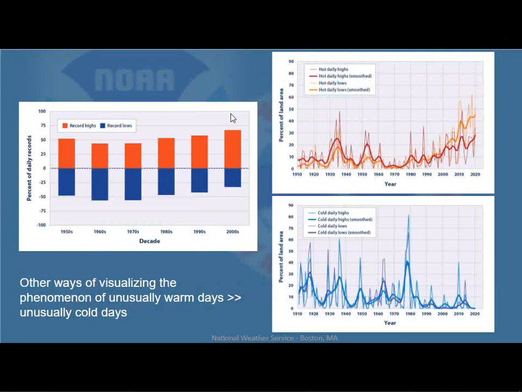These are other ways of visualizing the phenomenon of unusually warm days exceeding unusually cold days. You can see on the left-hand side that above the dotted line is the number of record high temperatures, and below the dotted line is the number of daily record low temperatures. So you still get record low temperatures in winter, and they will still be uncomfortable, but the number of record highs, especially in the warmer months, are going to outstrip the record lows in the colder months. On the right-hand side, that's just another way of visualizing the same data, but you can see overall, if you draw the normal line, there has been an uptick in the daily record high temperatures, whereas in the bottom image, there's been a trend towards a lower number of record cold temperatures.